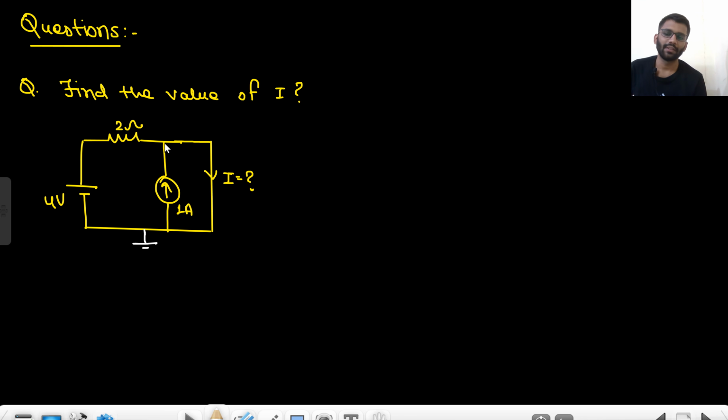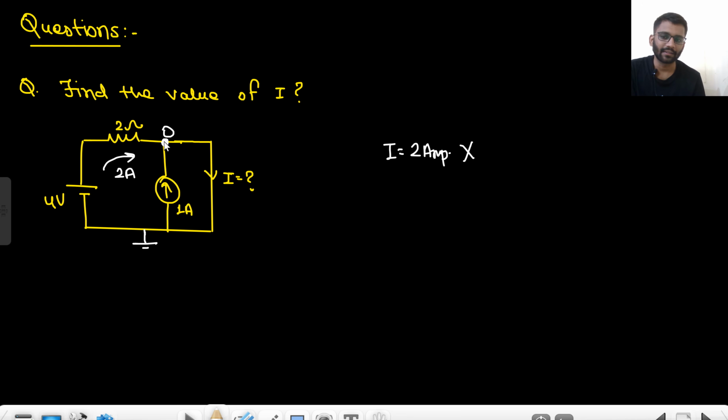Let's assume this is ground. This potential will be 0. So what is the current here? The current here will be 2 ampere. Most of the students will say that this current source is between two short terminals, so this 2 ampere current will be flowing through the short circuit terminal, so the value of I would be 2 ampere. Now this answer is wrong. Value of I is not 2 ampere.